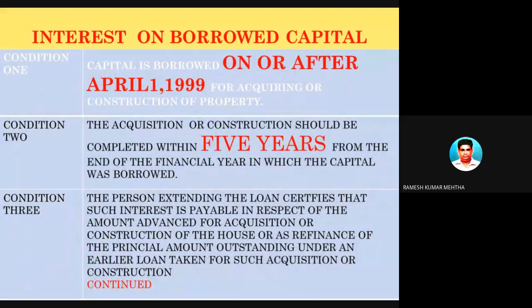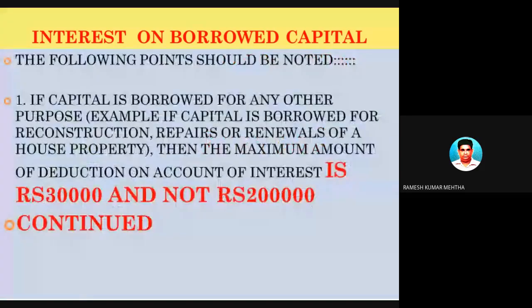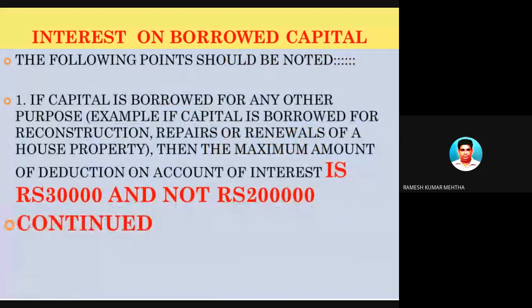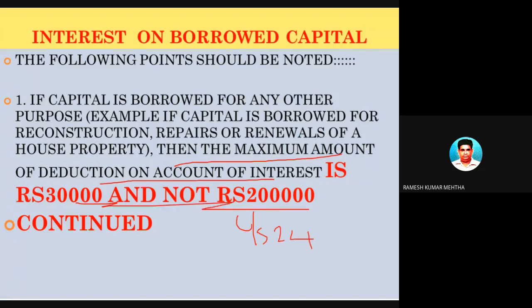So this is about condition 1, condition 2, and condition 3. Now, what happens if any of these three conditions are violated or not fulfilled? In such a case, the following points should be noted. If the capital is borrowed for reconstruction or repairs or renewals of the house property, then the maximum amount allowed as deduction under section 24 as interest on borrowed capital is 30,000 rupees and not 2 lakh rupees.